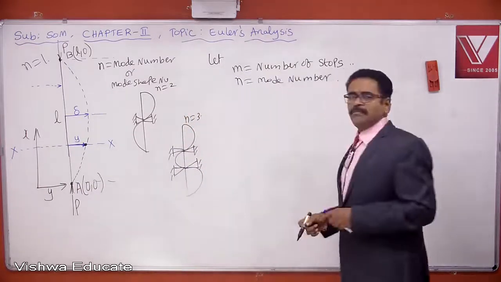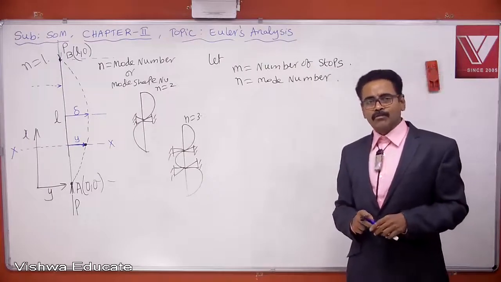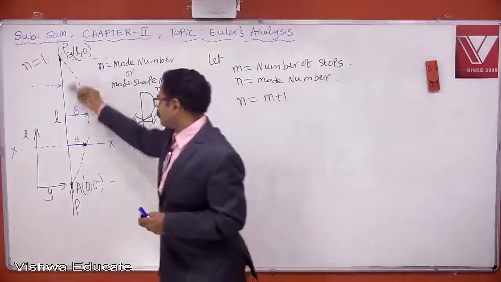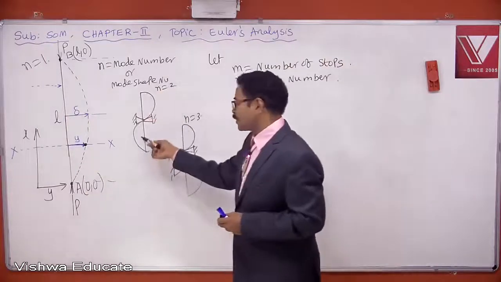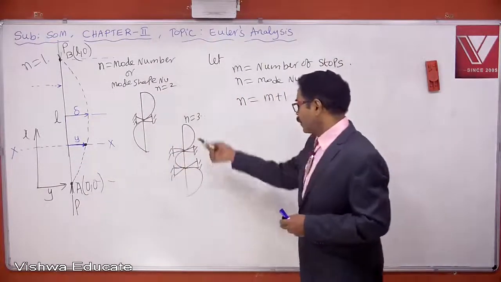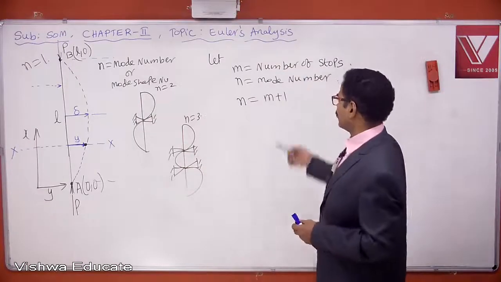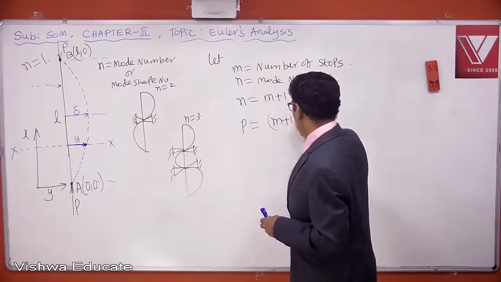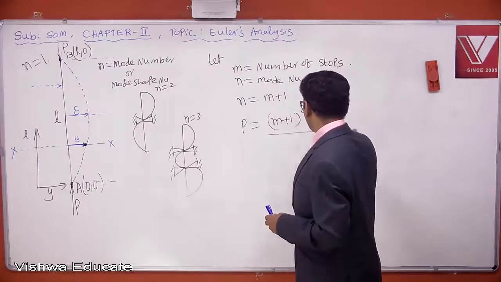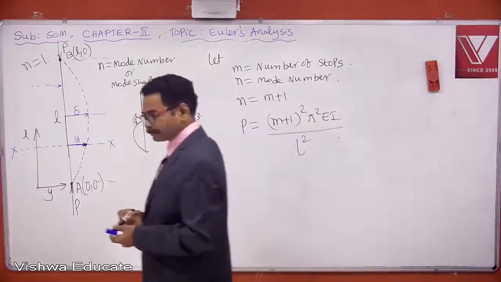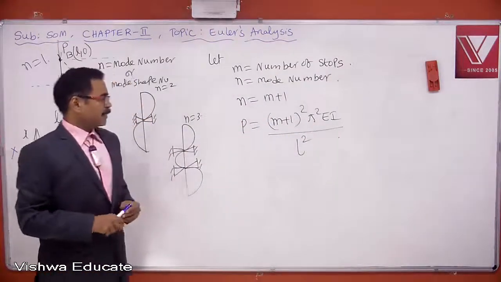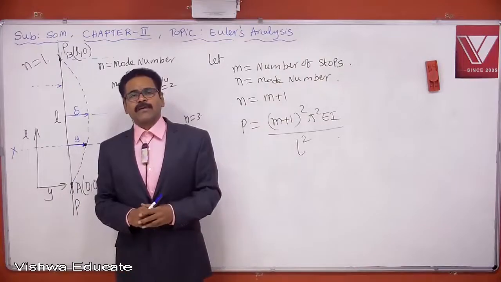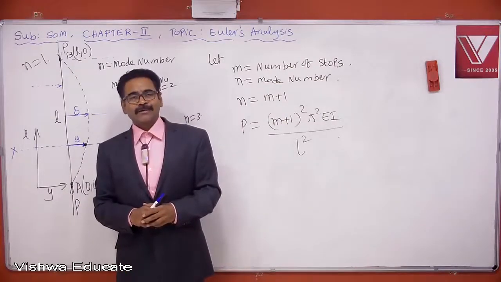So tell me, man, what is the relation between number of stops and mode number? I can easily say mode number N is equal to M plus 1. Here no stop, M is equal to 0, N is equal to 1. Here number of stops is 1, M is equal to 1, mode number is 2. Here number of stops is 2, M is equal to 2, N is equal to 3. I can easily say N is equal to M plus 1. Then Euler's critical load of this column becomes (M plus 1) whole square pi square EI by L square. Either N square pi square EI by L square or (M plus 1) whole square pi square EI by L square. Okay?